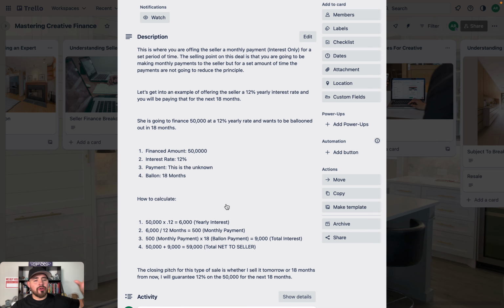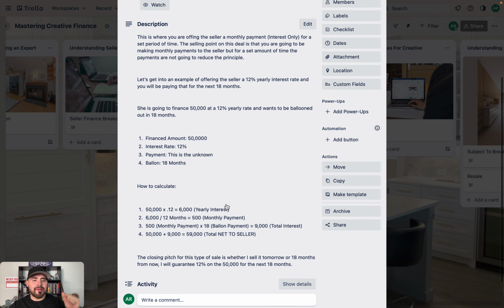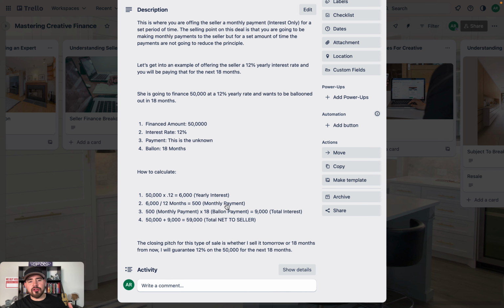And we're going to go into it and explain step by step. So the financed amount is 50,000, the interest rate is 12%, sorry. The payment as of right now is unknown, and then the balloon is 18 months. So how are we going to calculate this, right? So 50,000 times 0.12, which is 12%. 50,000 if they want 18% times 0.18. If they want 10% times 0.1. Whatever it is, it's financed amount times interest rate equals yearly interest, right?